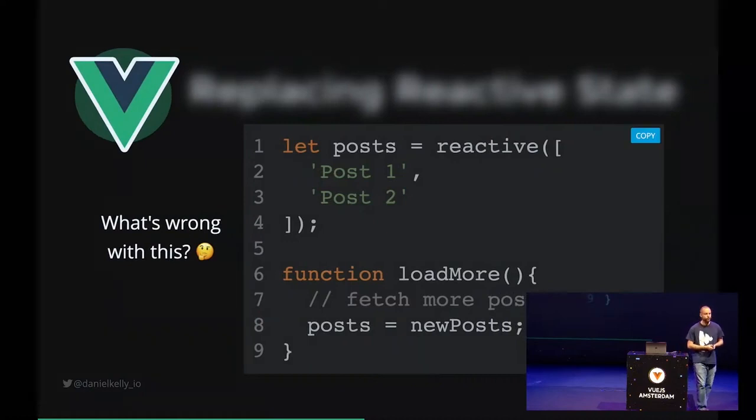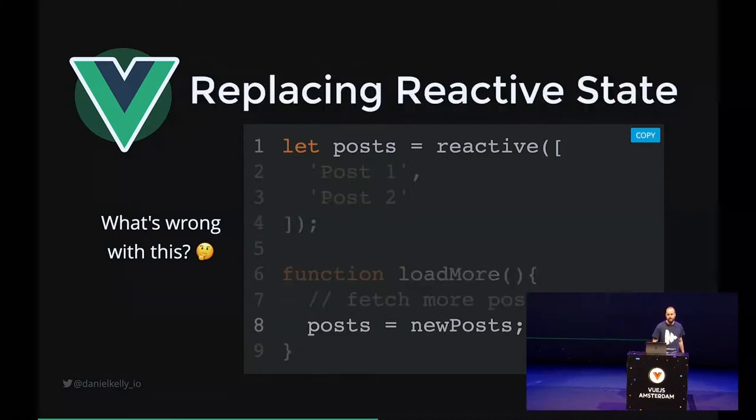Can anybody tell me what is wrong with this code snippet? Yes, exactly right. Let me set up the scenario here. You've got a page of blog posts. Someone is paging through them. There's page 1, page 2, and so on. The post variable here represents the posts that are currently showing on the page, right? And the load more function is what you call when you're ready to hit page 2 or page 3 or whatever. The problem with this is that replacing that entire reactive array is going to kill the reactivity.